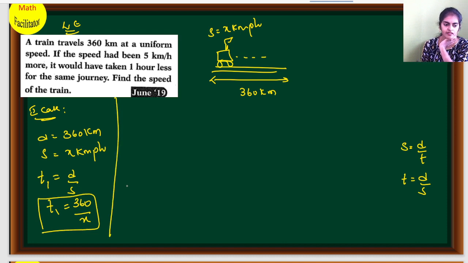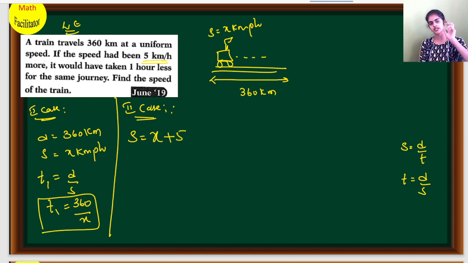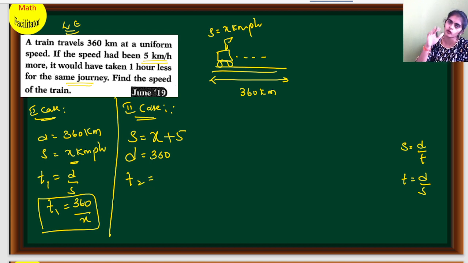Now have a look at the second case. What are they telling you? Second case, if the speed had been 5 km more, more means you will add. So it is 5 km more than the original speed. Original speed is x. Now this is 5 km more, so it is x plus 5. For the same journey means the distance is same. So you have to find the time here. Time taken will be different because you are going with more speed. If you go with less speed, you will take more time. If you're going faster with more speed, you will take less time to reach the destination. So here it is distance upon speed again. So you get T2 as this.